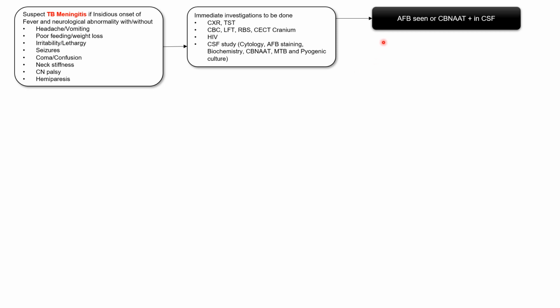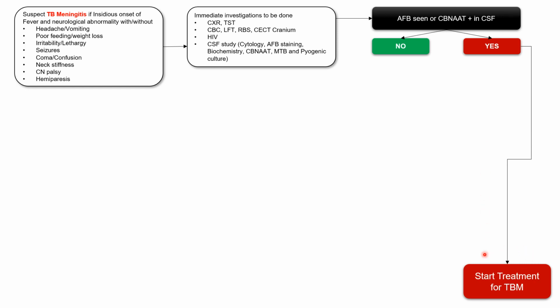Based on these investigations, we will receive a report. Then we have to see: are acid-fast bacilli seen, or is the nucleic acid amplification test positive in CSF? If acid-fast bacilli are seen in CSF, that means microbiologically confirmed neurological TB. If the nucleic acid amplification test is positive in CSF, that also means microbiologically confirmed neurological TB. Then we have to start treatment right away. Start treatment for TB meningitis. Our diagnosis of TB meningitis is confirmed microbiologically. That is the best diagnosis.